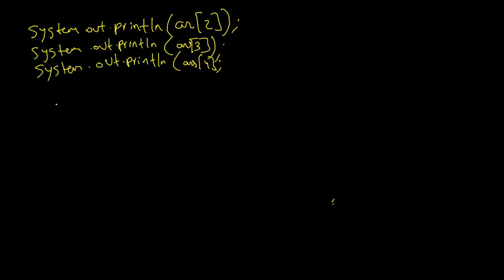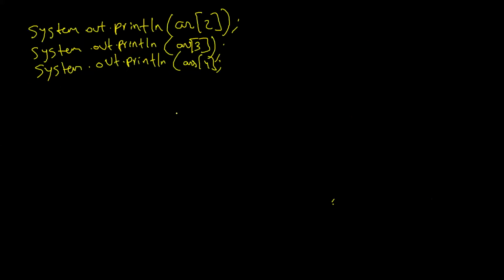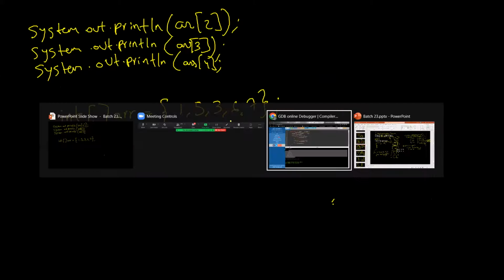What else can I tell you? There's another way of defining an array. You can just create the memory allocation and manually put the elements in this way. Or else there's another way: int arr equals bracket open, and you write the values in this way. So this is also a type of initialization. Let me do it in the compiler and show you. Just a second.